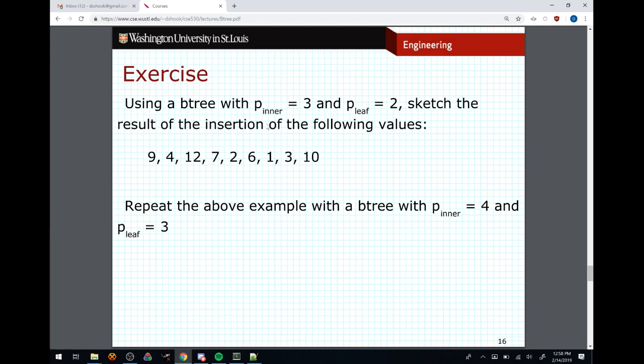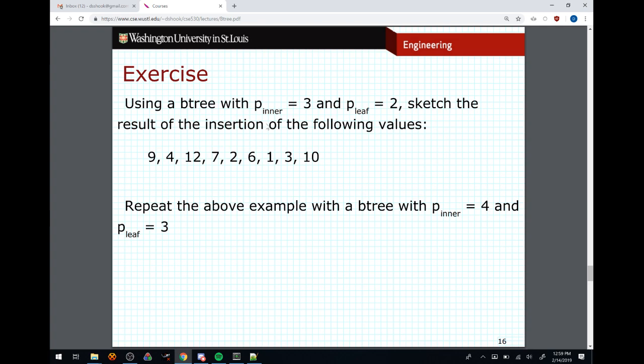I want to put in a 3. Where's the 3 go? Do I have to do a split? No, actually, because it's going to go in this node right here, and there's room for it. And last, I have a 10. Do I need to do a split? Nope. Here is what the final tree would look like for this example.